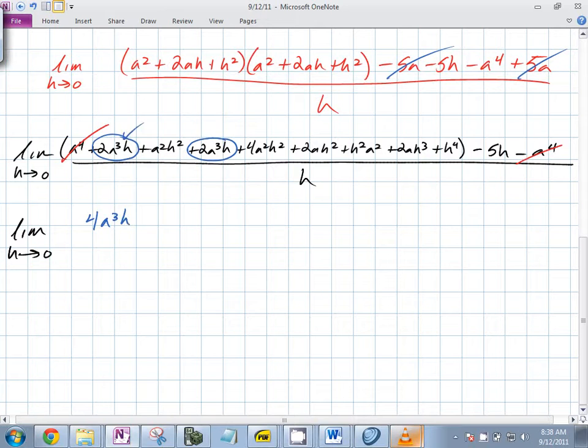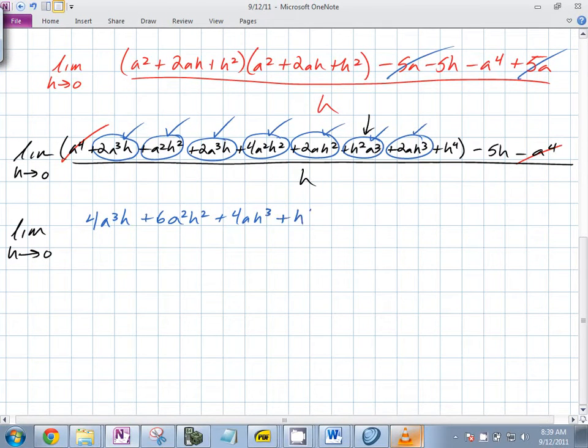What about a squared h squareds? Right there, 1, 5, 6: 6a squared h squared. Then 2a h cubed and another, so 4a h cubed. Oh, that should be a cube, shouldn't it? So it's 4a h cubed, plus h to the fourth, minus 5h, all over h.